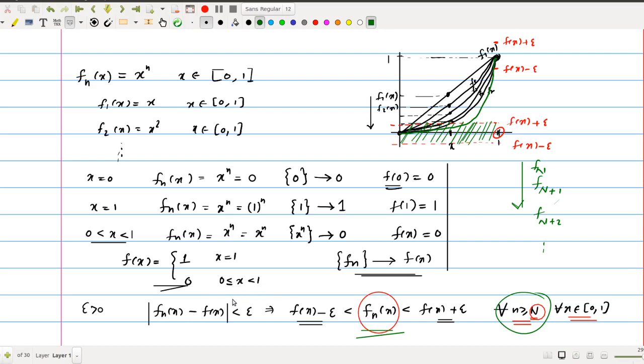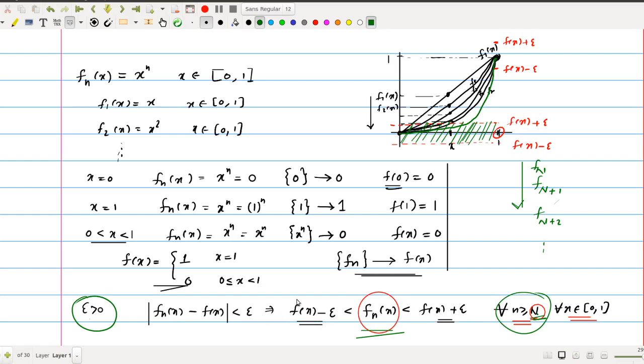Okay, so this is the exact meaning. The exact geometrical meaning of uniform convergence is this: if you consider a sequence of functions, in order to get uniform convergence, you fix an epsilon greater than 0. Corresponding to this epsilon, you need to get a stage N such that the graph of fn of x after this N should lie in between f of x minus epsilon and f of x plus epsilon.